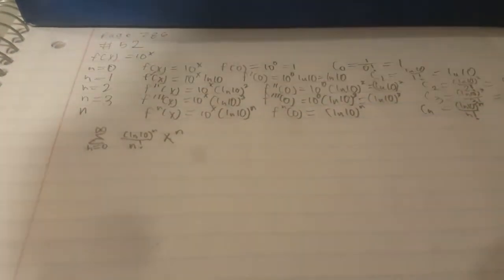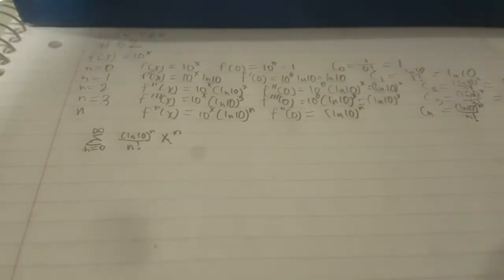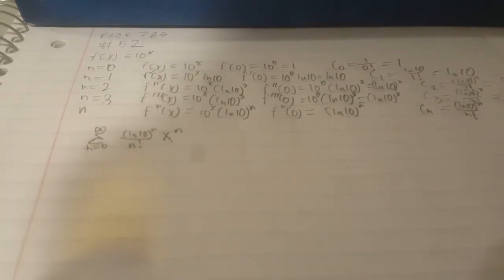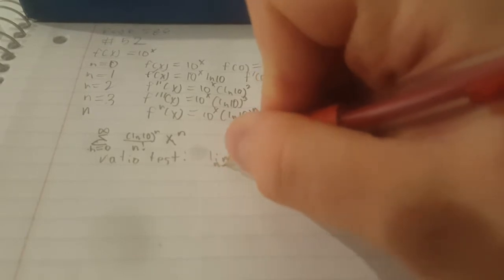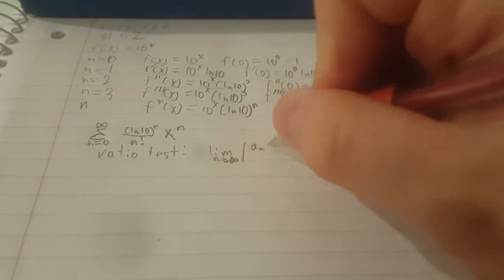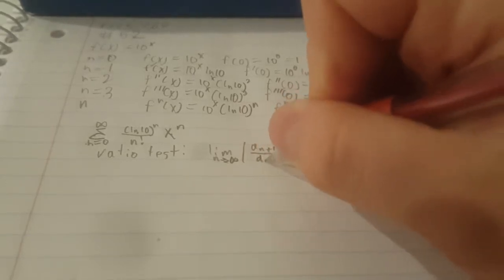Now, since we need to figure out the radius of convergence, we can't really do the geometric test for this because of the factorial, and so the best test really is the ratio test. So the ratio test is the limit as n goes to infinity of the absolute value of a of n plus 1 over a of n.